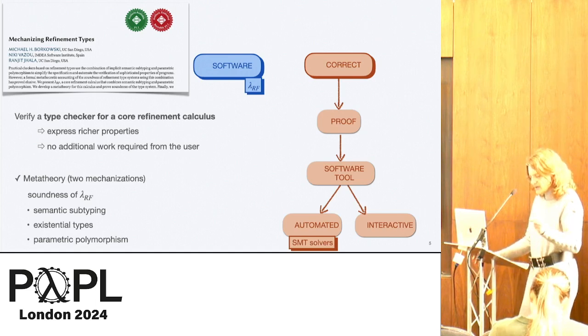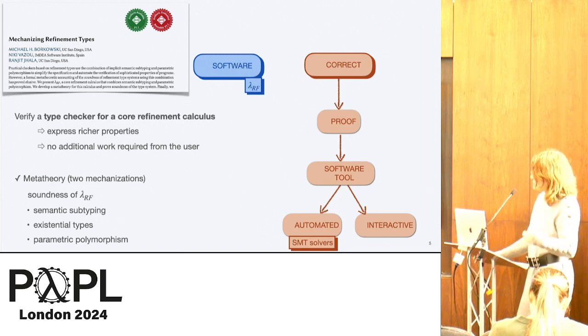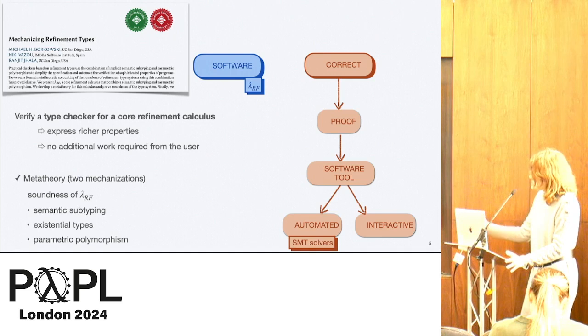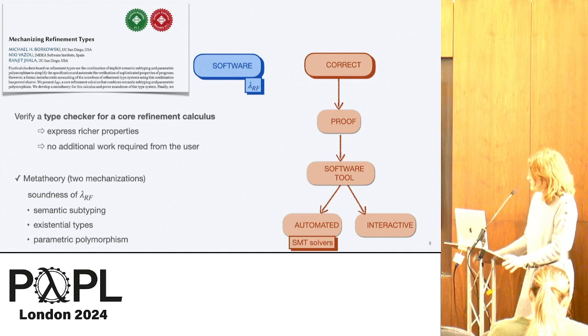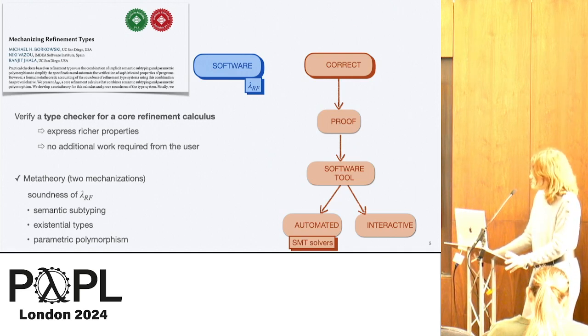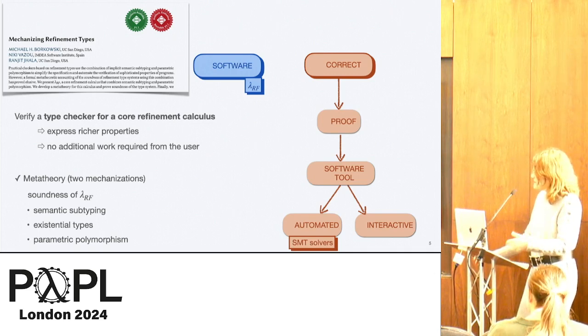So here your properties are encoded in the types, so you write a program with very rich types, and once you have all these types, then you need a type checker in order to check the validity of the property you wrote in your type. So here they design a type checker for a new refinement calculus. This extends some previous work with new features. And here they can express richer properties, and this is done without requiring extra work from the user. So you can express more properties, but the tool is able to prove them alone.